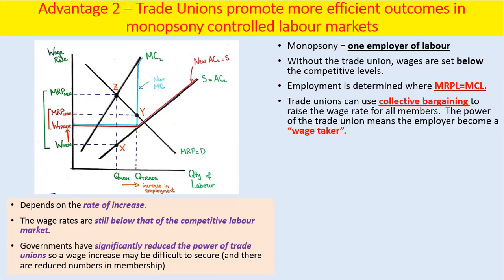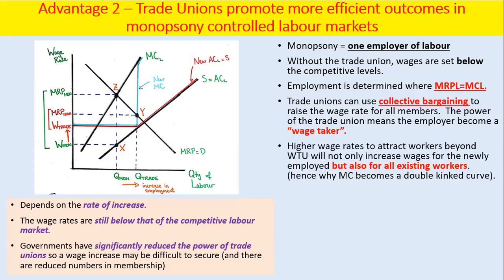Trade unions can use collective bargaining to raise the wage rates of all members. The power of the trade union means the employer becomes a wage taker. Now, this is significant for the firm. The power of collective bargaining, similar to that of perfect competition, raises the wage rate. So if you look here, we now increase the wage rate up to W trade. So that's the red kinked new supply of labour curve. The trade union has been successful in raising the wage rate. It brings about collective bargaining, and the firm subsequently becomes a wage taker.